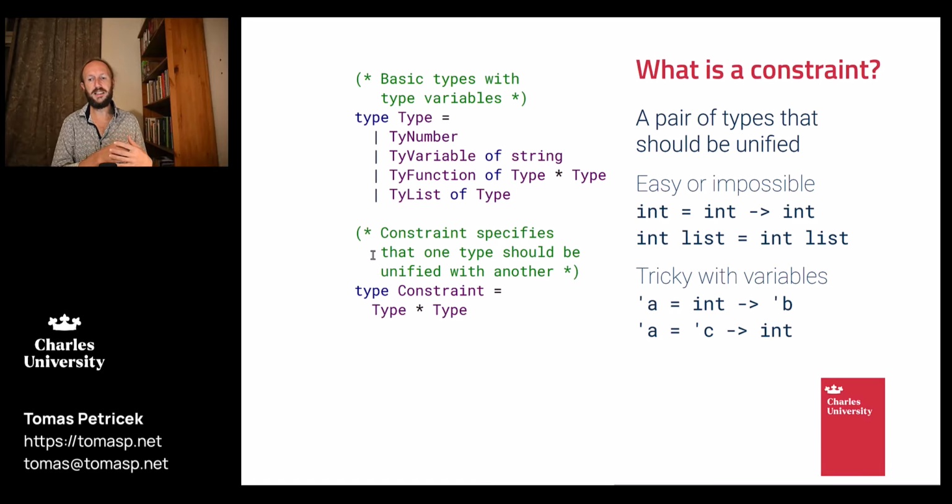So if we, for example, say a variable a is int to some variable b, this is a constraint where we now have to figure out that actually a has to be a function that takes an int and returns b. Or if we say a is a c to int, we are constraining a. It cannot be any type, it has to be a function.